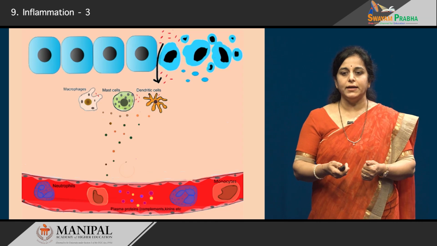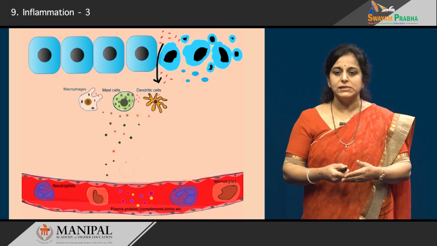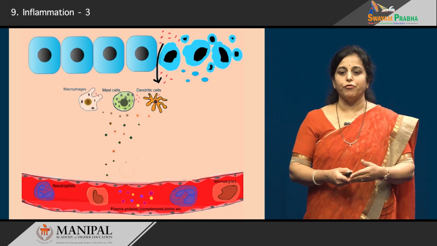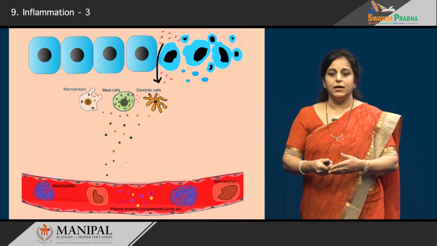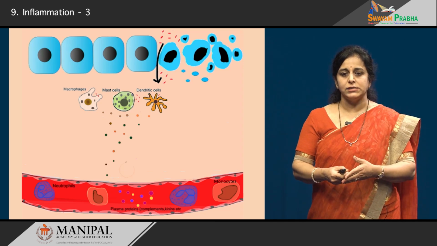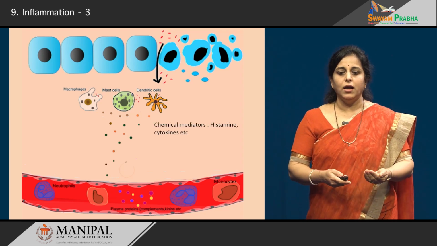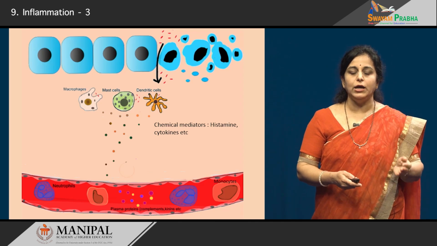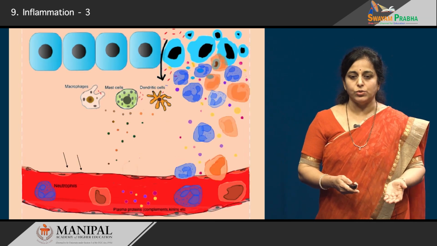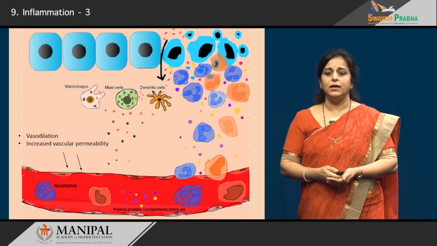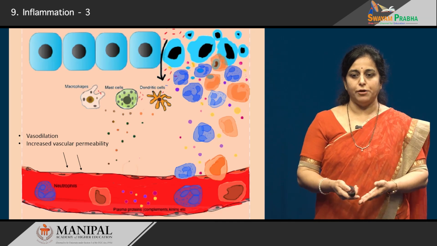You can see here the bacteria have gained entry into the body and are causing damage to the host cells. Once this is recognized by the host cells, that is the macrophages, mast cells, and other cells that reside in the tissues, such as dendritic cells, they release chemicals, mostly histamine and cytokines. The action of these is predominantly on the blood vessels and the leukocytes. In the blood vessels, it leads to vasodilatation and increased vascular permeability. On the leukocytes, it causes emigration from the circulation to the site of injury.